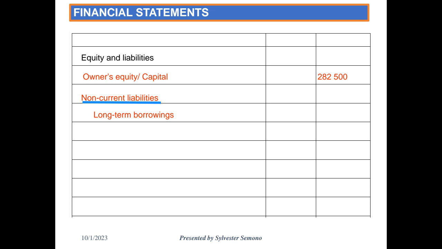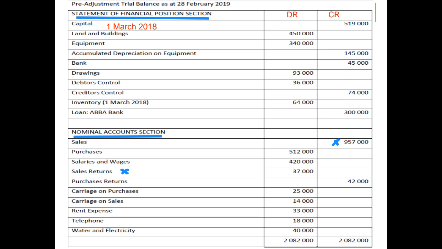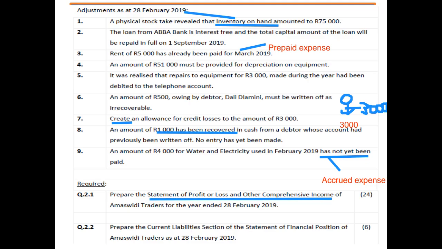So we must go back to the list. Can you see my screen? Yes. So for long-term borrowings, can I go to the list? Yes, you can. Do you see any loan? Yes, there's a loan from the bank. Of how much? $300,000. So if we check from the information, is there anything that talks about that loan?